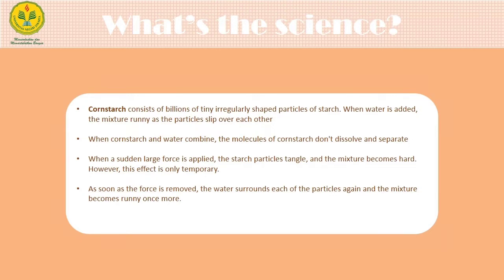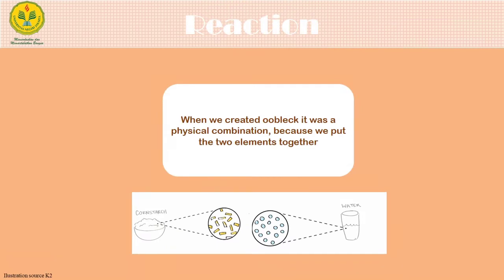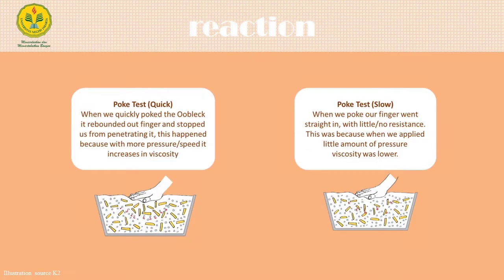once more. When we created Oobleck, it was a physical combination because we put the 2 elements together. When we quickly poked the Oobleck, it rebounded our finger and stopped us from penetrating it. This happened because with more pressure or speed, it increases in viscosity. The water molecules are pushed out from in between the cornstarch molecules. This creates an area that is almost entirely cornstarch.